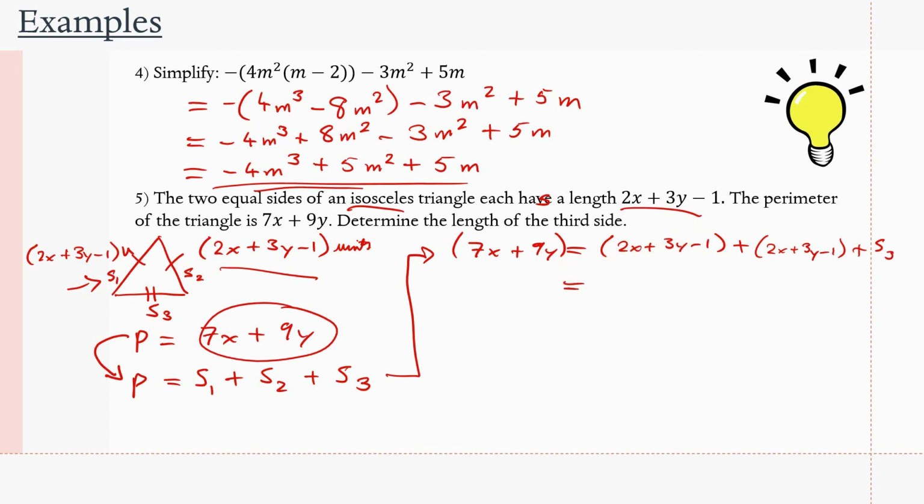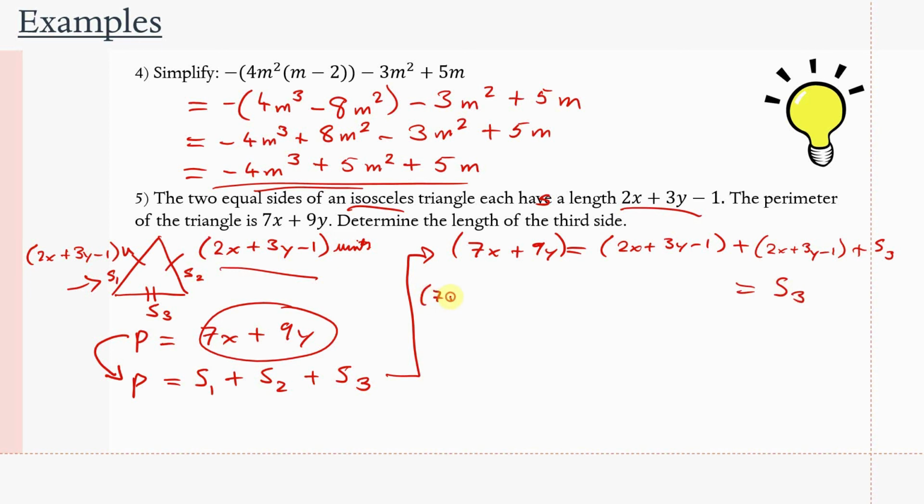So if we subtract 2x plus 3y minus 1 from both sides, the equation will stay the same, the expression will stay the same, right? But we will have isolated for S3, which is what we don't want to do. So I'm going to give myself a little more space here. I'm going to put the equal sign here, or here, actually. So we have S3 still on this side.